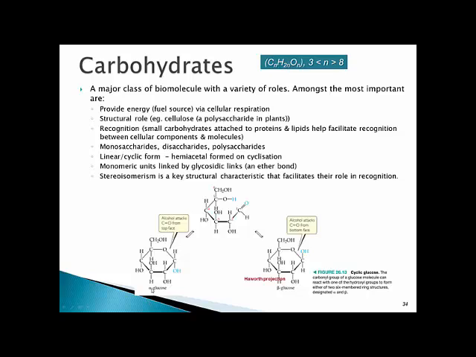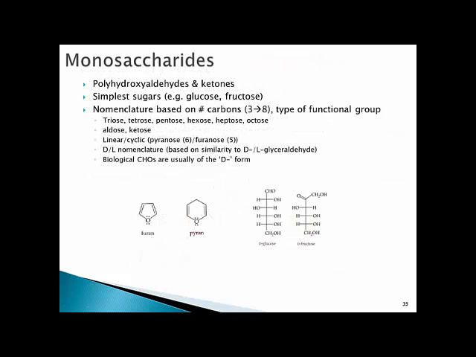We can have alpha or beta hemiacetals. Alpha is when the OH is down, and beta is when the OH is up, when they're drawn in the Haworth projection way. This is what we call the Haworth projection way of drawing monosaccharides. So monosaccharides can be polyhydroxyaldehydes or ketones. Okay, so they can have an aldehyde or ketone moiety on them.